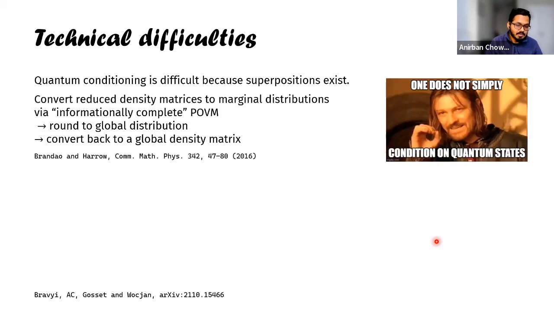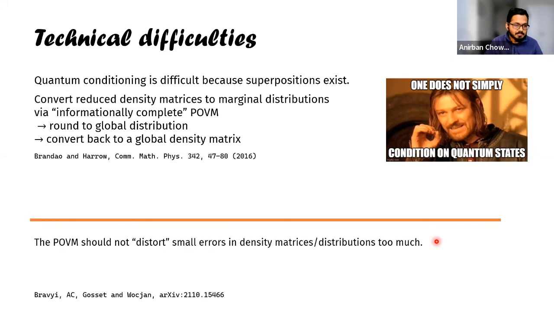What you need to do is use something called an informationally complete POVM, convert your density matrices to distributions, apply the previous slide's arguments in the space of distributions, and convert back to a global density matrix. And then you need to make sure that in this conversion, your small errors in the distributions don't blow up.